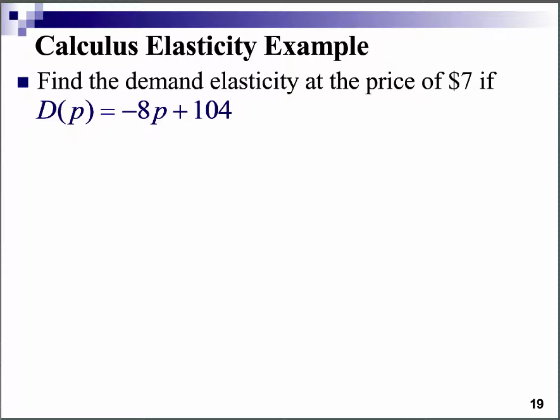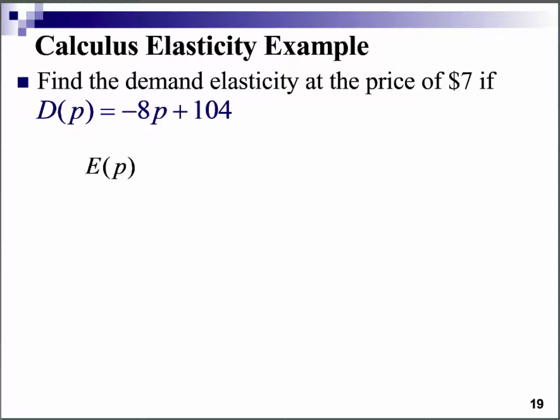So let's take a look at an example of computing the elasticity of demand at a specific point using calculus. In this situation, we're looking for the elasticity at a specific price point of $7, given the demand function d of p equals negative 8p plus 104.